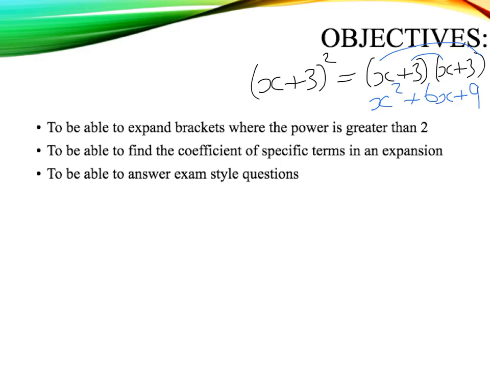What we're also going to be able to do is find the coefficient of specific terms in an expansion. So if this is quite a large power, you can see that we might end up with lots of different terms. At this point, we had 2 terms here, squared, and we ended up getting 3 terms. As this power increases, we get more and more terms because we get x to the power whatever it is, and then x to the power of 1 less than that, and 1 less again, and so on and so on. Okay, so we're going to be able to find specific coefficients of individual terms. And at the end, we're going to look at answering some exam style questions as well.